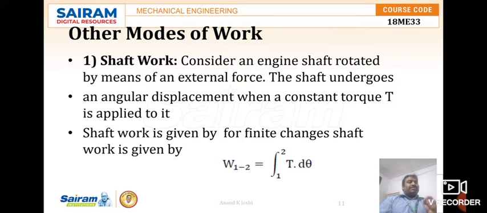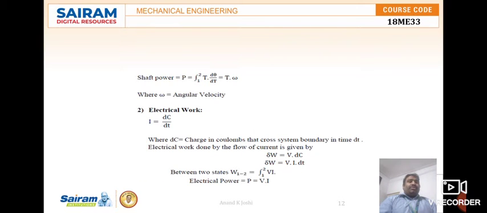So if you consider a very small theta and integrate over the whole shaft, the work done by the shaft is W1 to 2 equals the integration from 1 to 2 of T d theta. As we are maintaining a constant torque, the only variable is d theta. As d theta changes, the work also changes, so it depends upon the angular displacement.